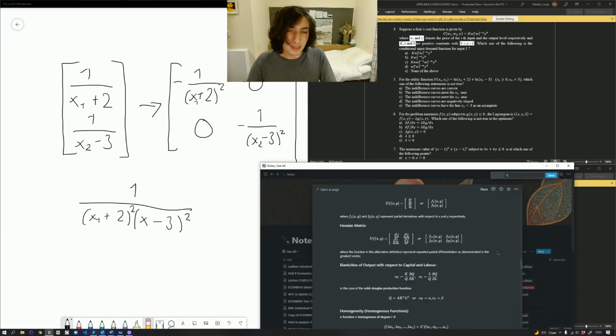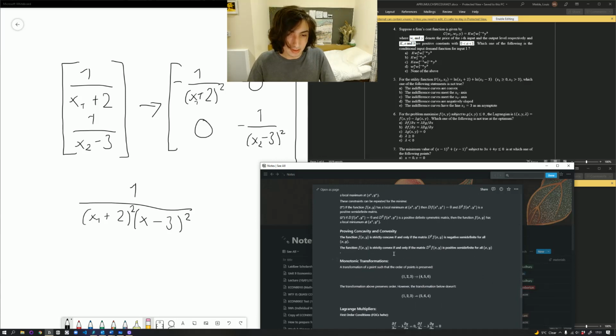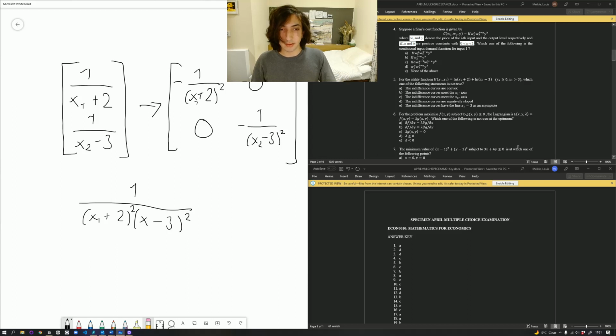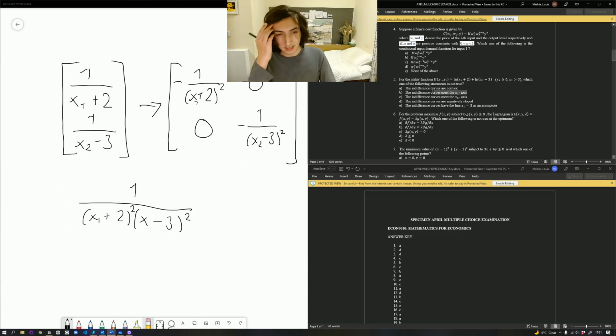But a negative semi-definite, if we look here, gives a concave function. So this function must be concave. So you would think that the indifference curve being convex would be incorrect. Not so. As a matter of fact, this one is incorrect: meets at the x1 axis.